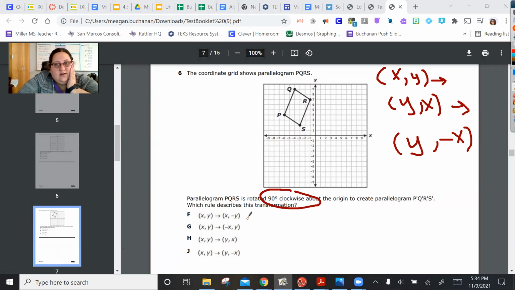So this is x, negative y. No, they're not reflected. This is negative x, y. So they negated the x, but they didn't reverse them. So it's this one. This one reversed but didn't negate. There's one step on most of these. This is the only one with 2 steps. So it's J.